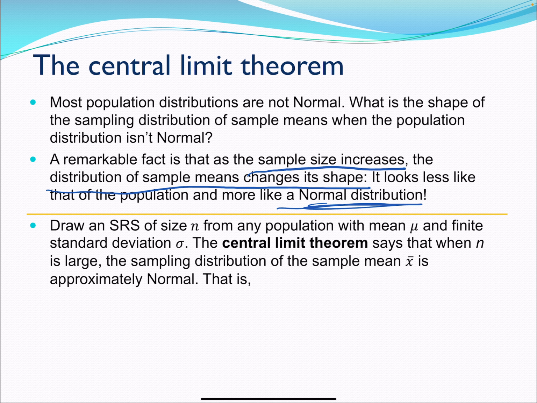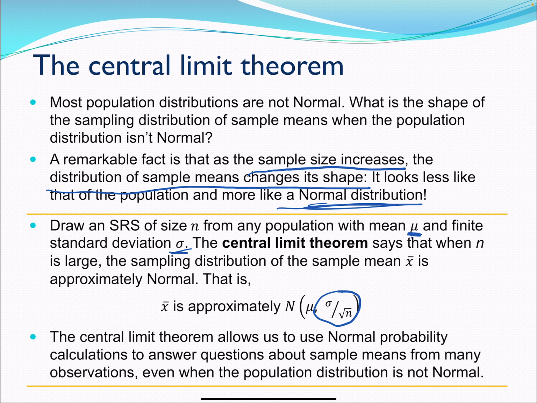So if I draw a simple random sample of size n from any population with mean mu and a finite standard deviation, the central limit theorem says that when n is large, typically I think it's greater than 30, the sampling distribution of the sample mean x bar is approximately normal. So x bar is approximately the normal distribution with mean mu and standard deviation of sigma over the square root of n, which is the sample size.